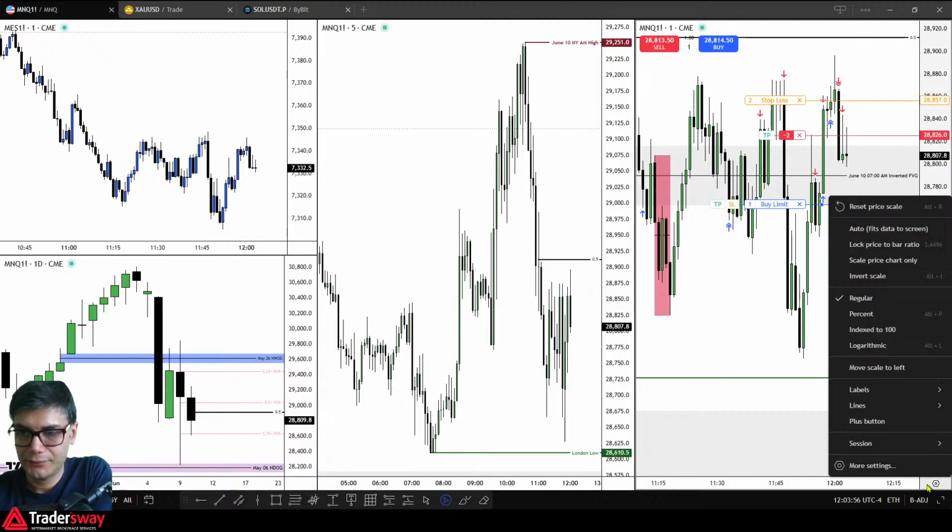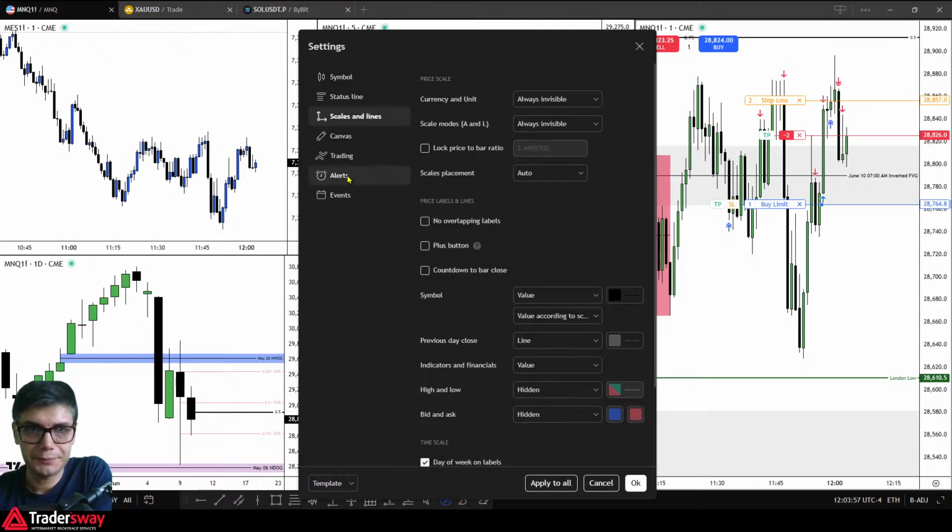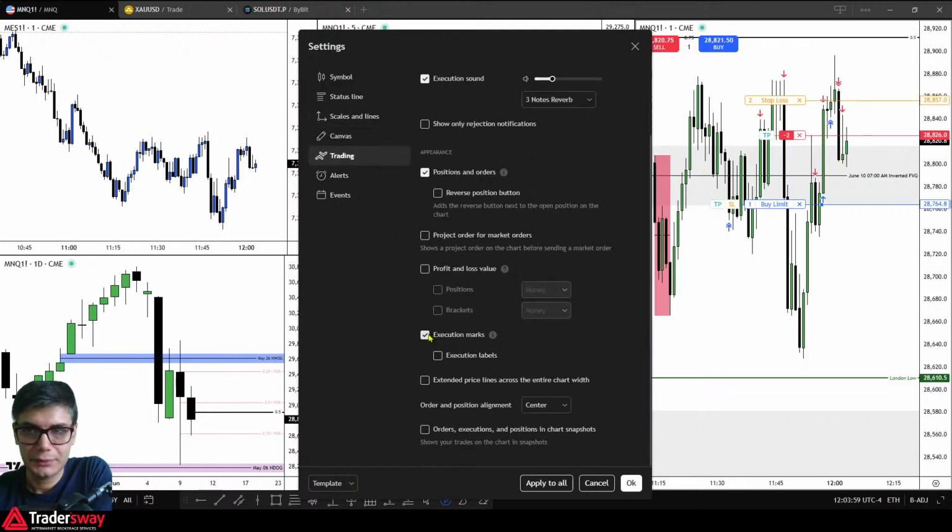It's a lot of arrows. Let's remove them. Okay.